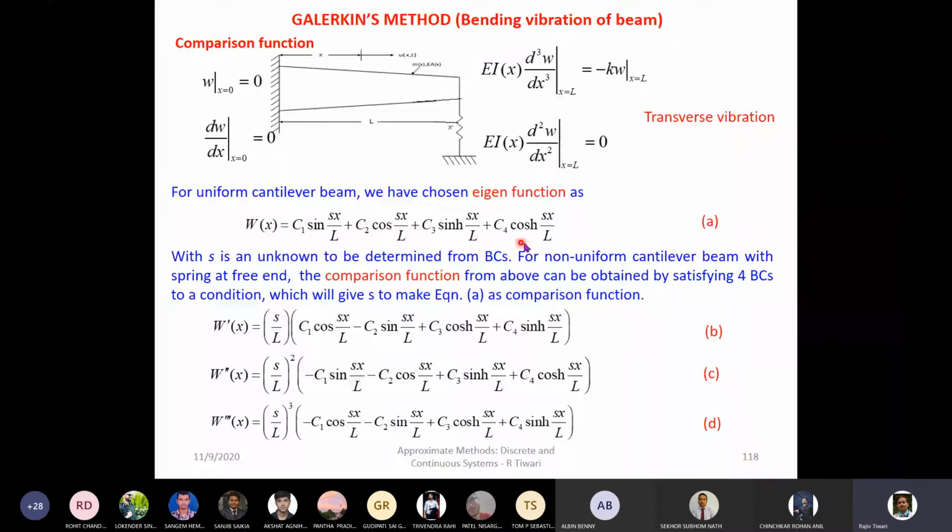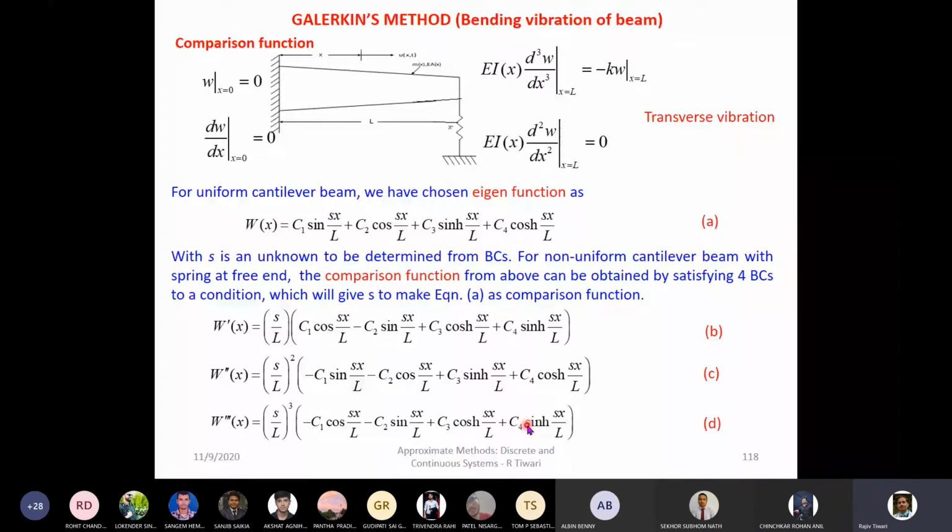We have associated constants also, and four boundary conditions are there. And they require the first derivative, second derivative, and second and third derivative of the W. So that has been done here. We have taken the derivative of this first, second, third. This similar exercise we did in chapter 5 when we were dealing with the continuous system using closed form solution. But here we are doing the approximate method. We are just trying to find out the comparison function. So here we got this.